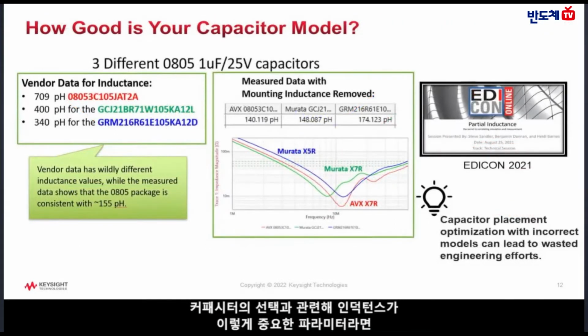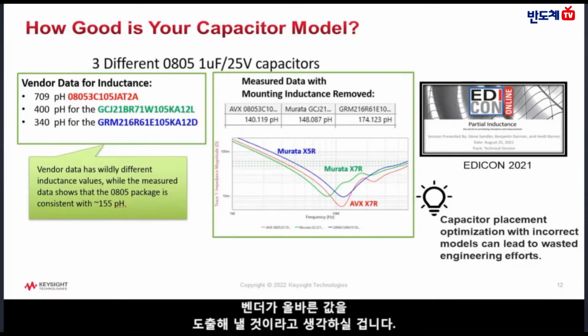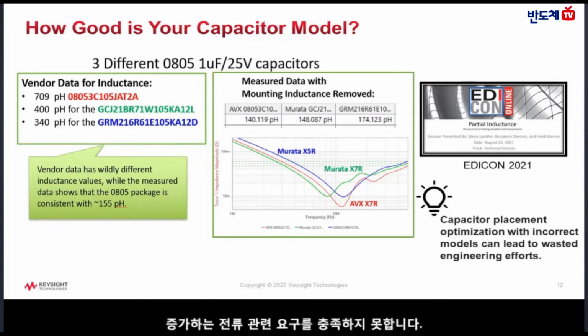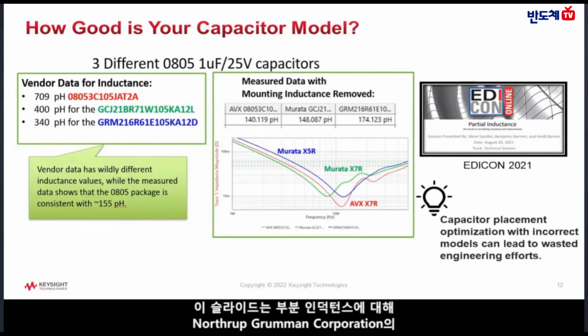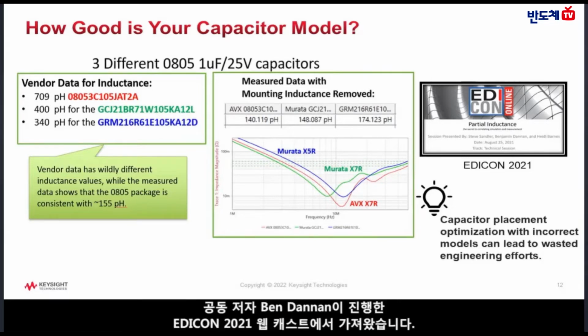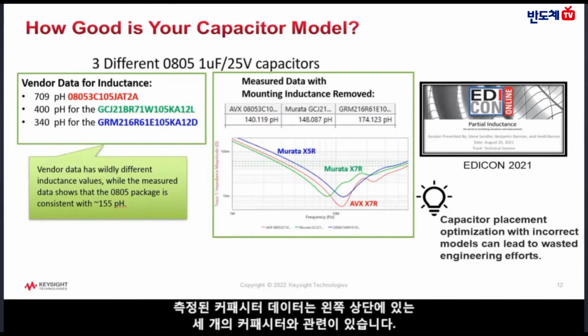If the inductance is such a critical parameter for capacitor selection, then one would think that the vendors would get it right. Sadly, the vendor models have not kept up with the fidelity needed for designing milliohm power integrity delivery networks to meet the continuously decreasing voltages and increasing currents of high-density, high-speed digital electronics. This slide is borrowed from an EDICon 2021 webcast on partial inductance that was presented by co-author Ben Dannon of Northrop Grumman Corporation. The measured capacitor data is for the 3 capacitors shown in the upper left.